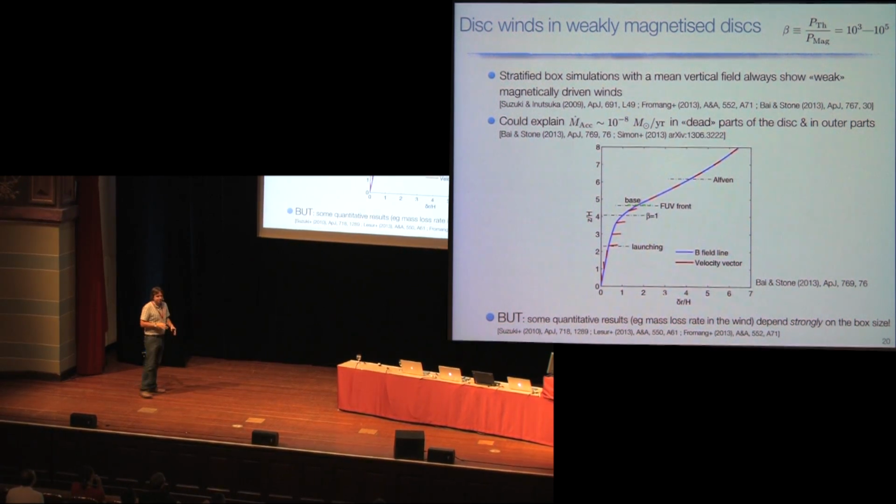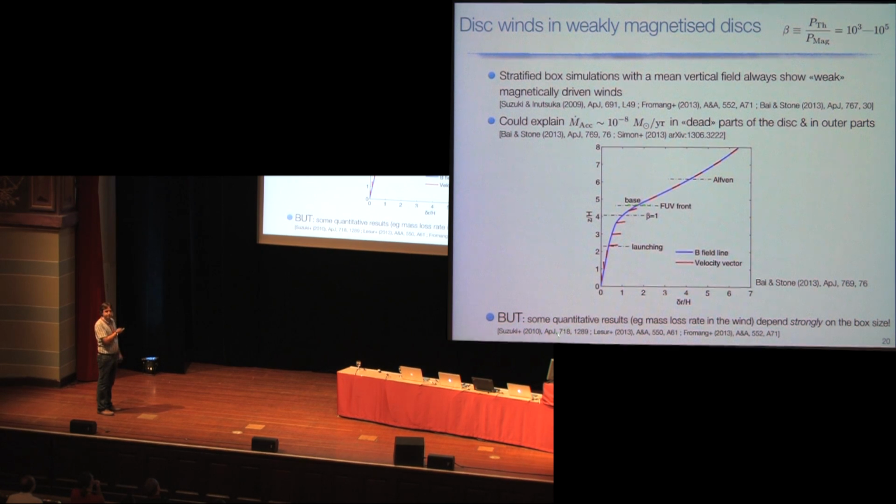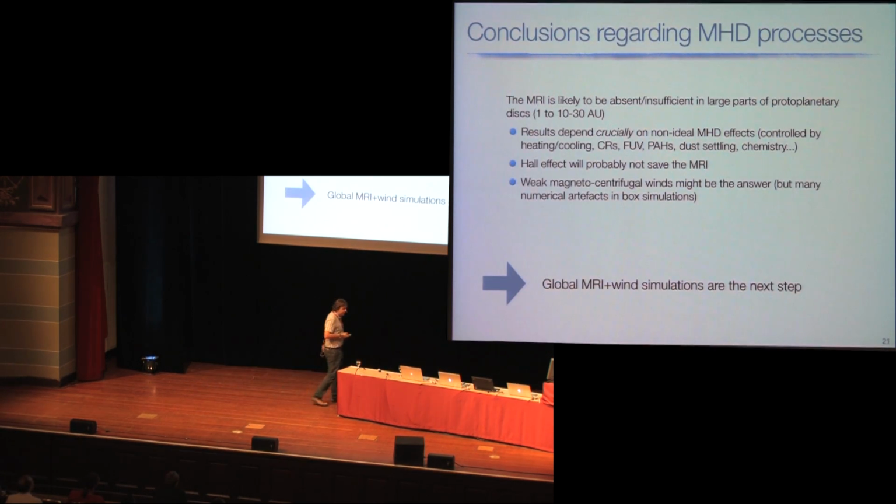So this looks like quite a pretty picture, you know. But there is a big but. And the big but is that all the simulations were computed in boxes. And the problem with these boxes is that some quantitative results, including, for example, the mass loss rate, depend on the box size. And that's a problem, because it means that we don't really know whether or not these winds are real or not.